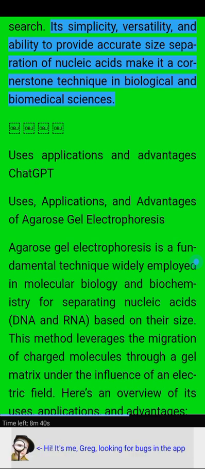Its simplicity, versatility, and ability to provide accurate size separation of nucleic acids make it a cornerstone technique in biological and biomedical sciences. Uses, applications, and advantages of agarose gel electrophoresis.